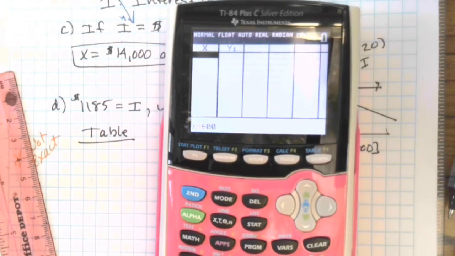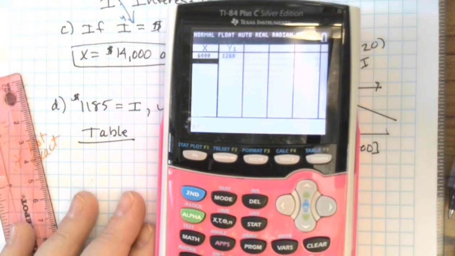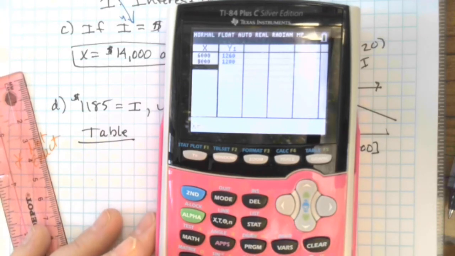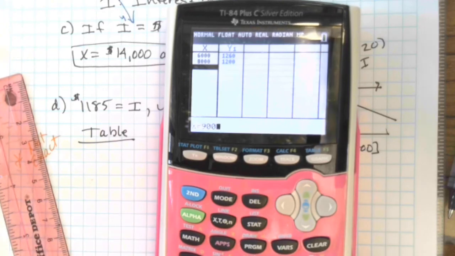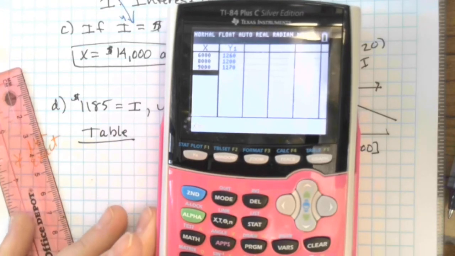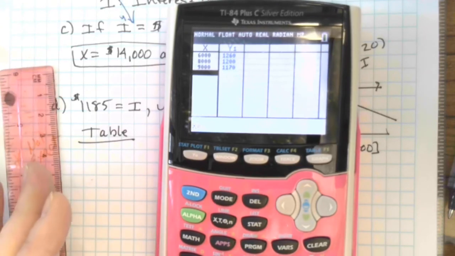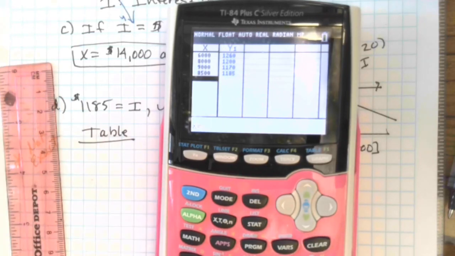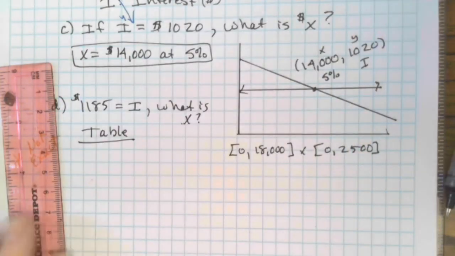Let's say x is 6,000. We invest $6,000. What would be the interest? That's $1,260. We need it to be a lower interest, so we need more x. So 8,000: 1,200, we're getting warmer. 9,000: 1,170. Okay, so I went down too far. It's close to 9,000. I would probably try 8,500. 1,185 on the nose. So basically what you have to do is input values until you get the one you want. Now you know why it's not a great method to use a table that way.